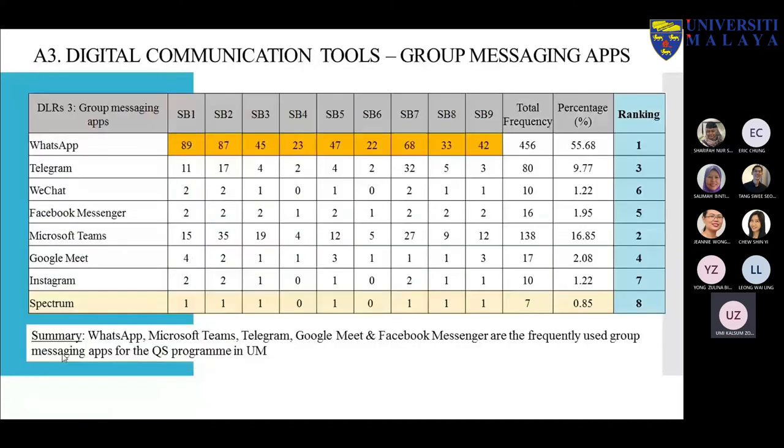And now we go to section three on the digital communication tools, on the group messaging apps. WhatsApp, Microsoft Teams, Telegram, Google Meet and Facebook Messenger are the frequently used group messaging apps. If you can see, you can have a look here. The most popular is WhatsApp, followed by Microsoft Teams, followed by Telegram, and then followed by Google Meet and so on.